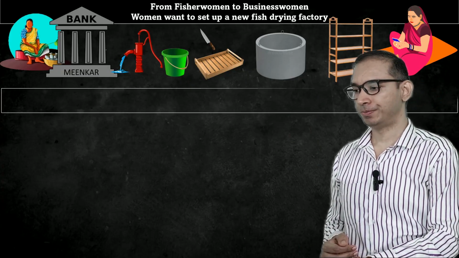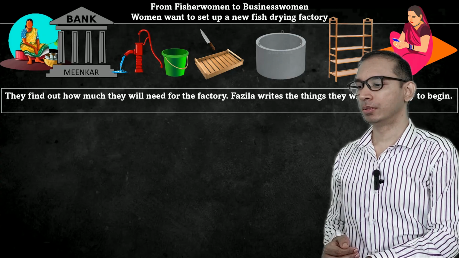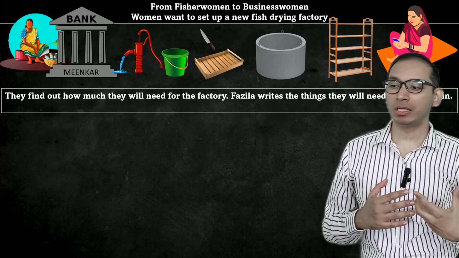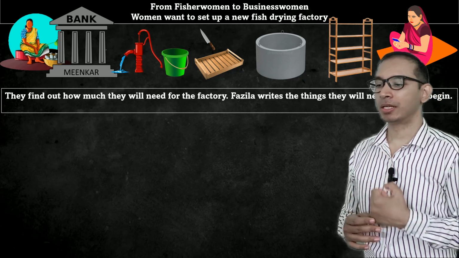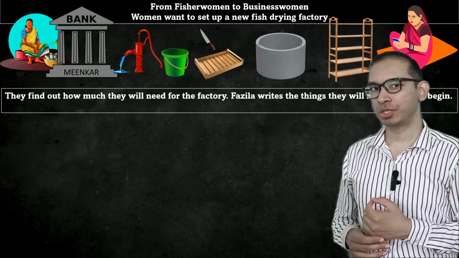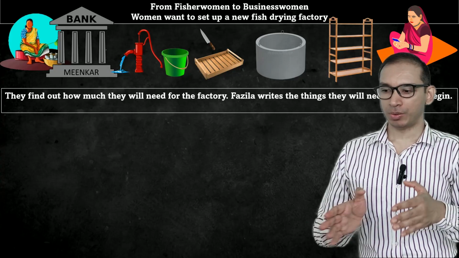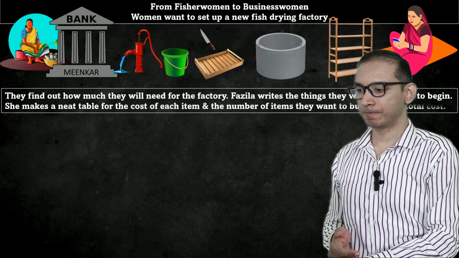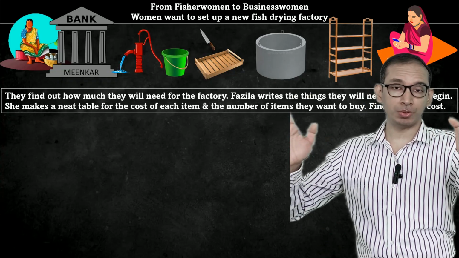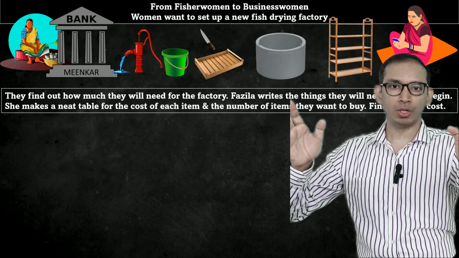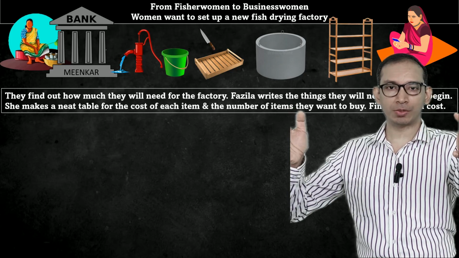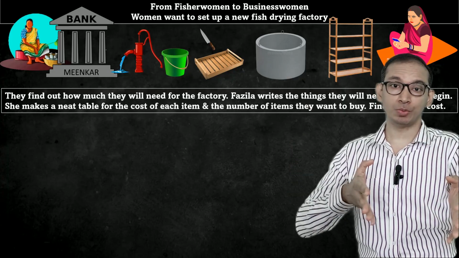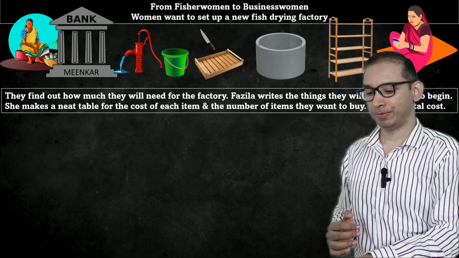So now they want to find out how much money they need to start this factory. So Fazila, she starts things off. What she does is she writes the things that they need to buy to begin. She makes a neat table. That's what you should always do when you have to deal with a lot of calculations. If you are able to make a nice neat table, it helps you to manage those calculations better.